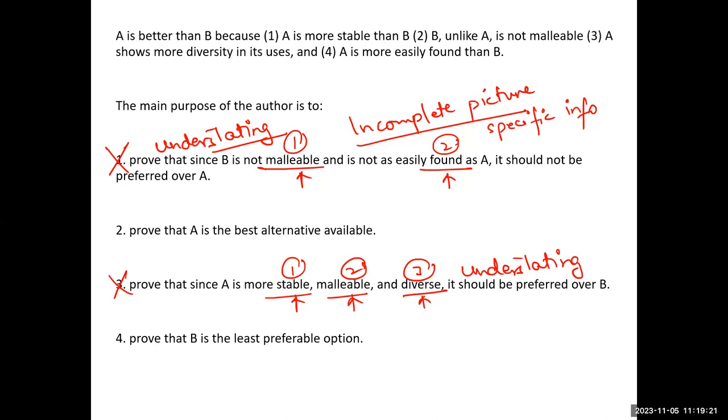And more than understating, you will see that the majority of the options that can be eliminated will be overstating the main idea. Now, what is the meaning of overstating the main idea? If you look at option number 2, the main idea is to prove that A is the best alternative available.